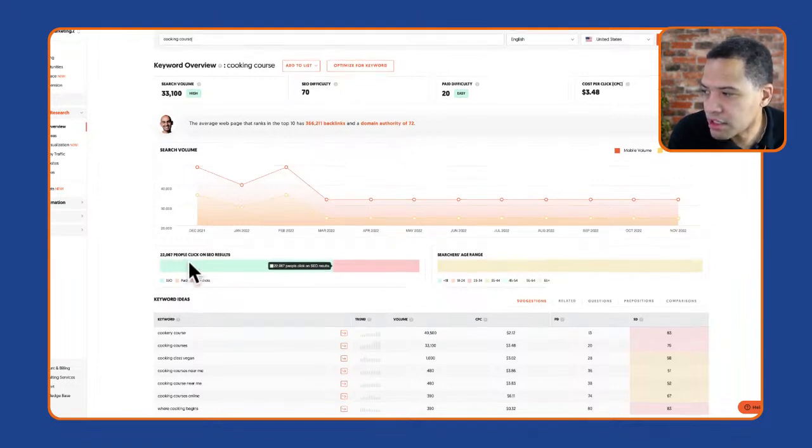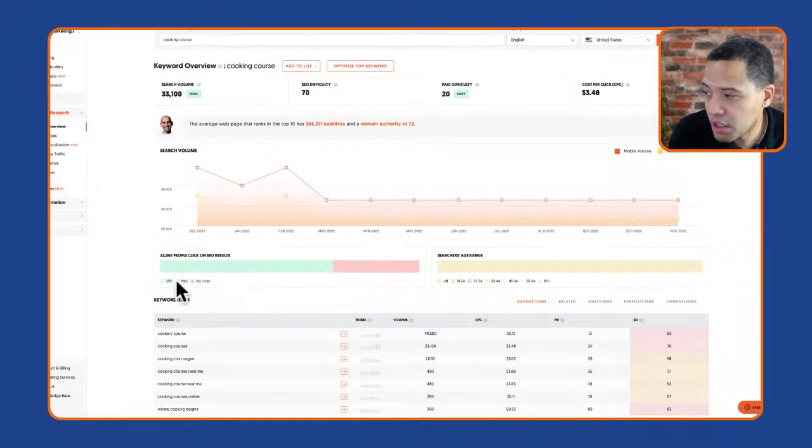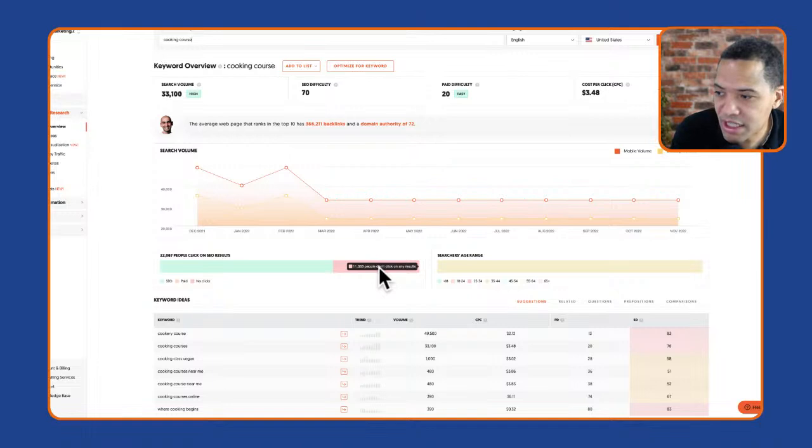Here's another thing. It shows people that click on SEO results, right? You got 22,000 of the 33,000 that click on SEO results, and then no one clicks on paid results, and no one clicks on the ads. No one clicks on the rankings at all, right? No one clicks on the list of keywords, list of businesses, list of links at all, right?